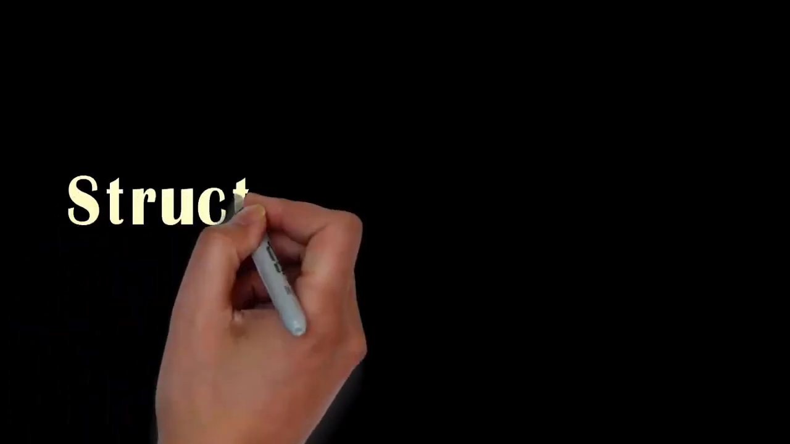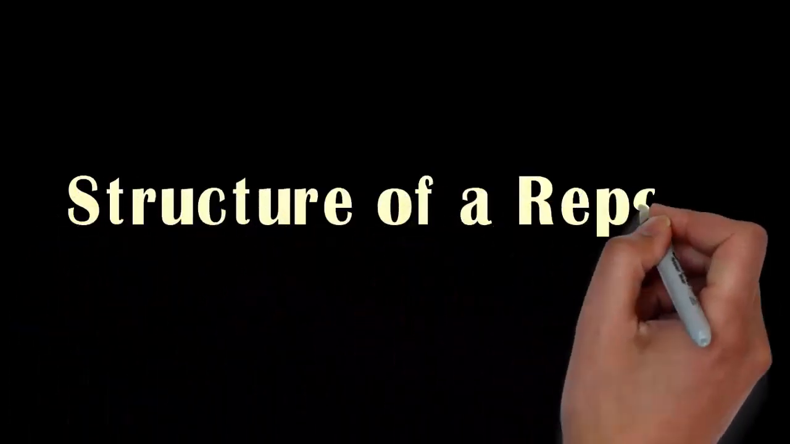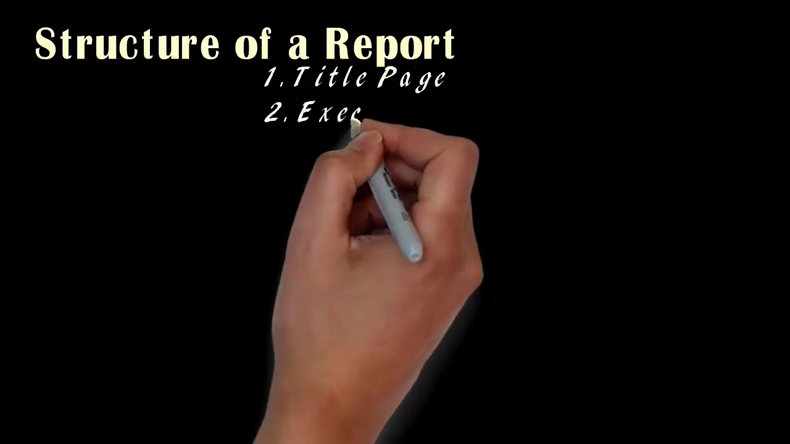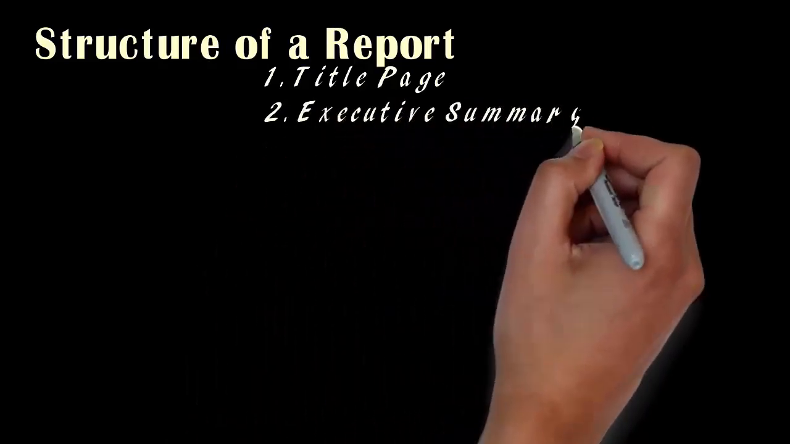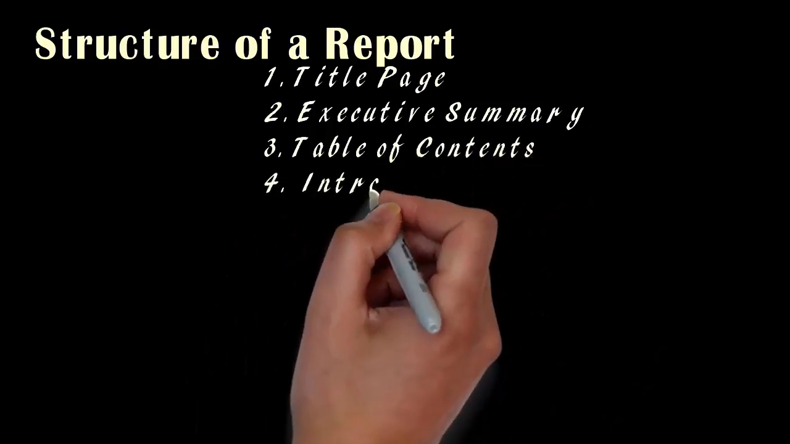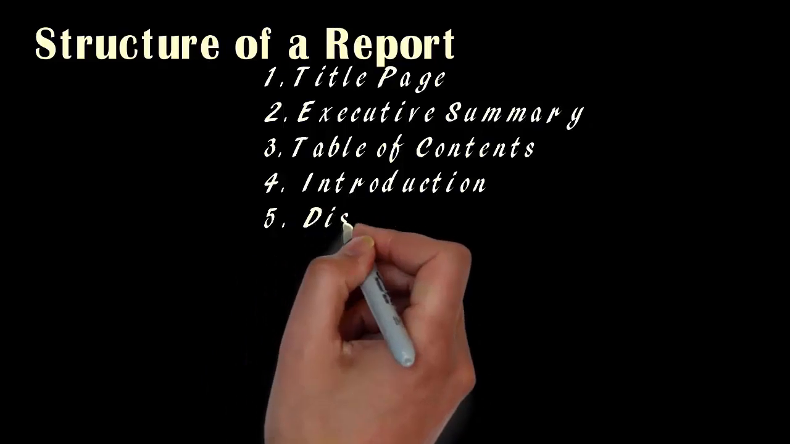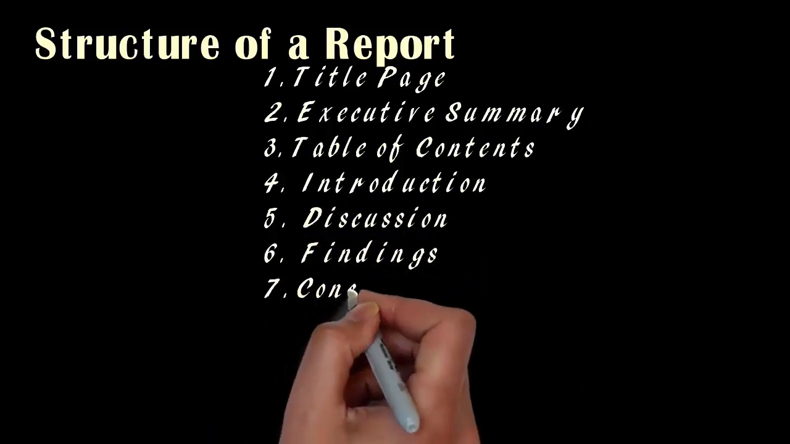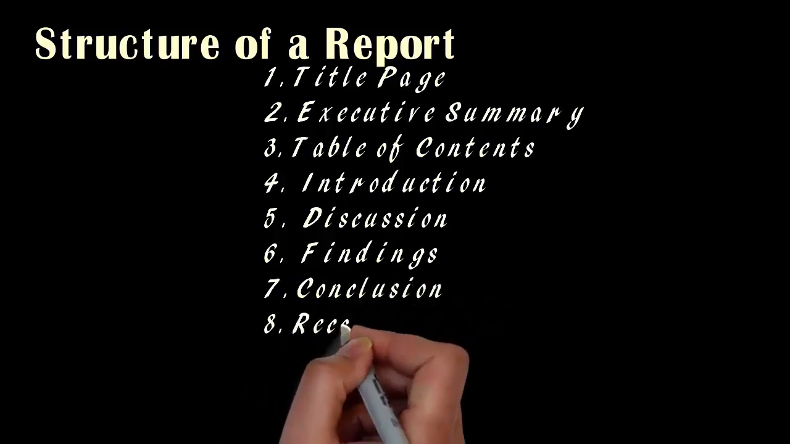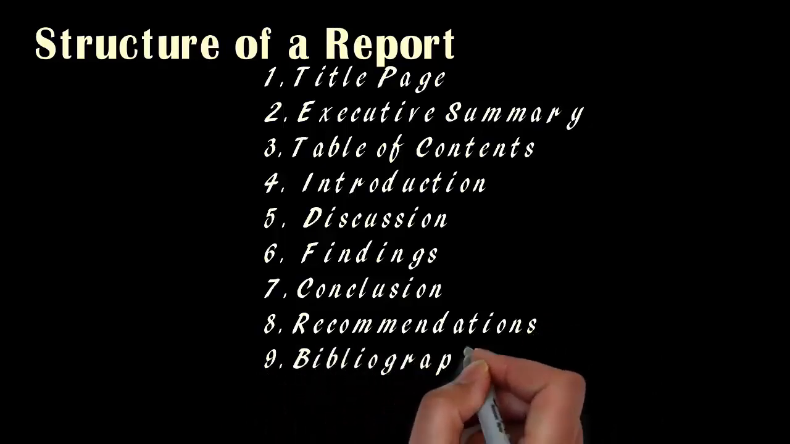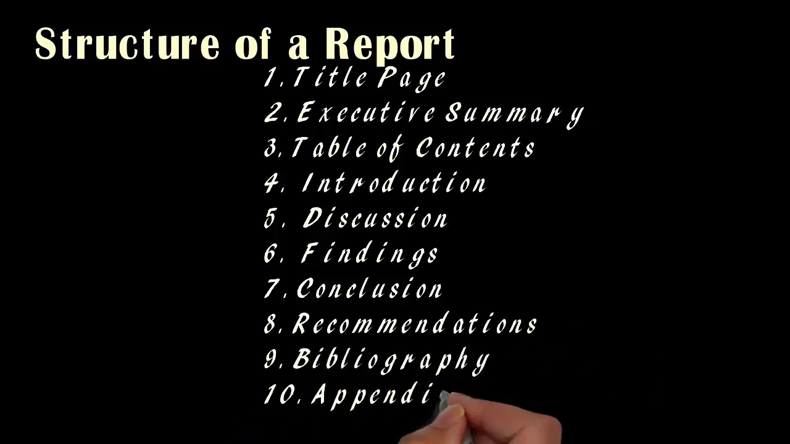In the previous lectures, we have been learning the structure of a report. The different sections of the report are: number 1, title page; number 2, executive summary; number 3, table of contents; number 4, introduction; number 5, discussion; number 6, findings; number 7, conclusion; number 8, recommendations; number 9, bibliography; and number 10 is appendices.